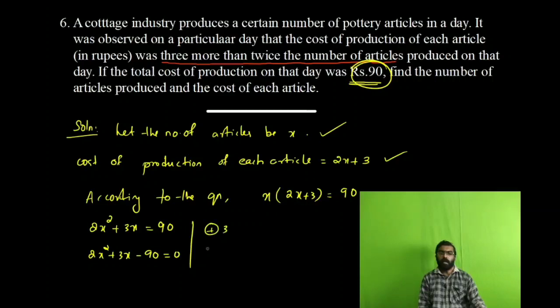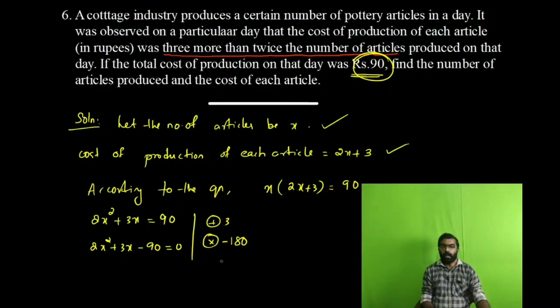Here the sum is 3 and the product is minus 180. We have to find the pair of numbers that satisfies the condition that sum is 3 and product is minus 180. And after getting the numbers, we can easily split the middle term and find the final answer. Okay, so let us find the numbers. Here the numbers are 12 and 15. Okay, so we can put the sign of 12 as minus. 15 minus 12 is 3, and 15 into minus 12 is minus 180.